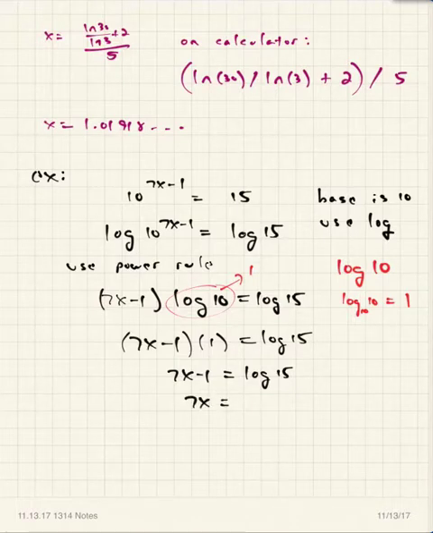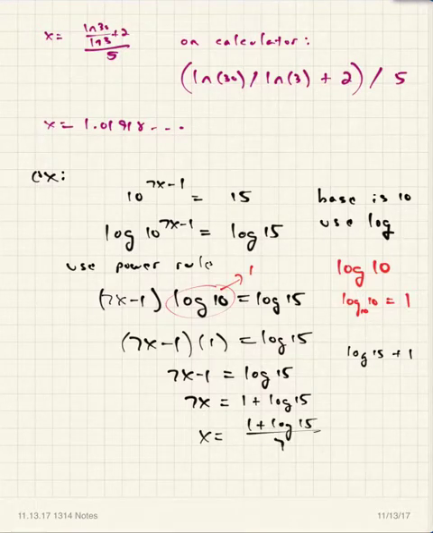By the way, I would not write this as log of 15 plus 1 like that. I mean, it's not wrong to do that, but then it starts getting confusing as to what you're taking the log of. And so I would always put the 1 in front. That way it's very clear. So you have 1 plus log of 15. And then divide by 7. So you have x is 1 plus log 15, all divided by 7, like that. On WebAssign, that's the way they're going to want you to enter it.